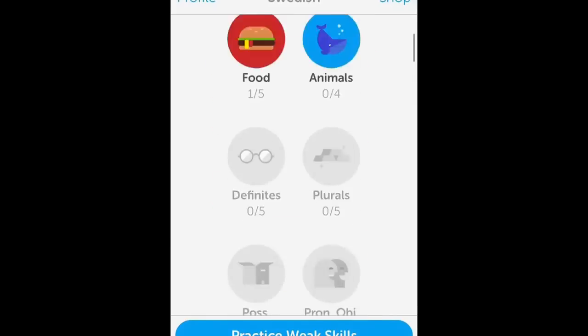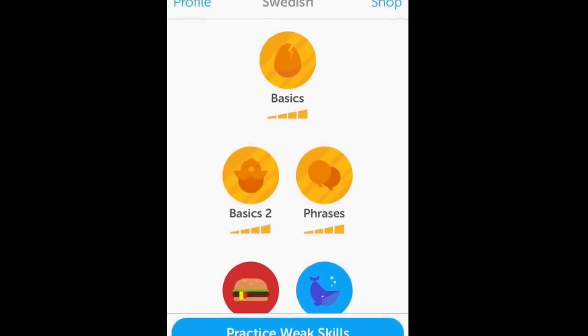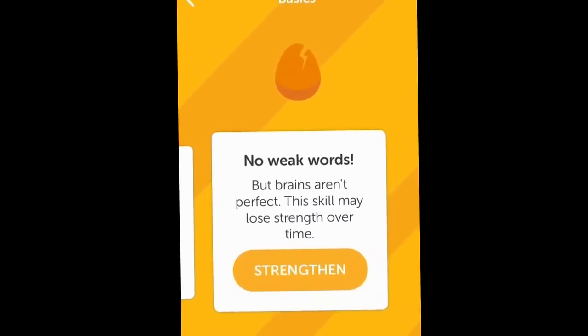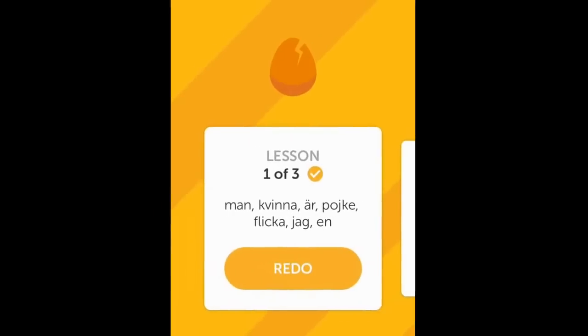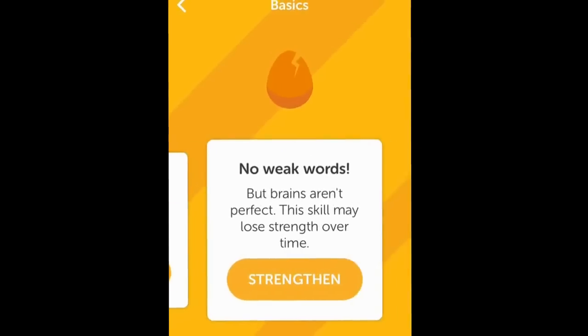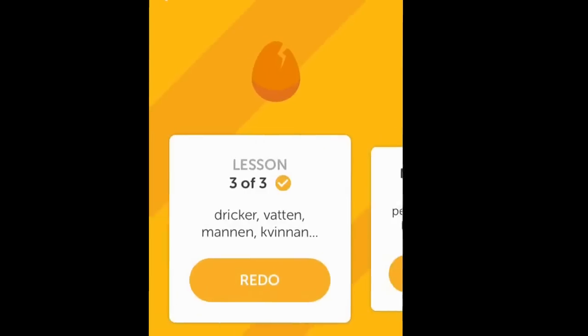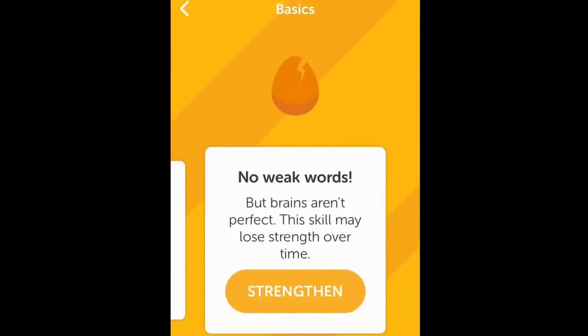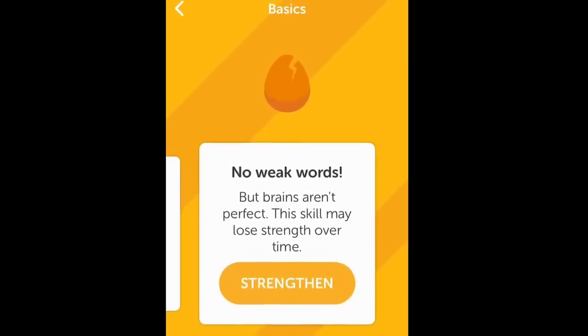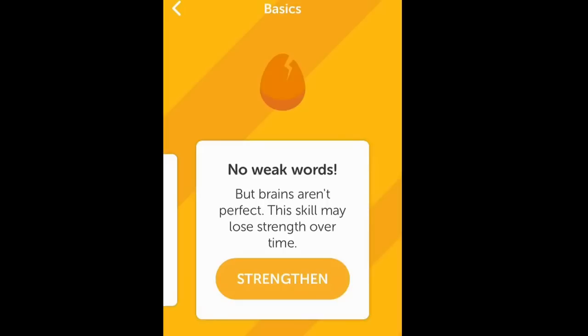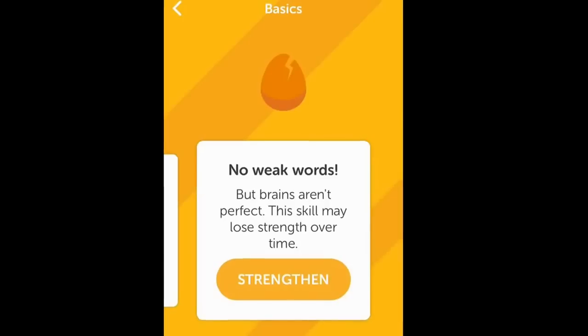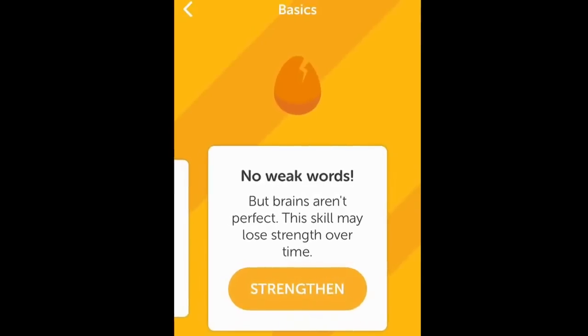The orange color is telling you that you've completed everything there. You went through everything there, but you can always go back and redo them. You can strengthen, like here it says no weak words. I don't have any weak words in this section, but it says brains aren't perfect, this skill may lose strength over time. So you can actually come here and review what you went through before. I thought that was pretty cool.